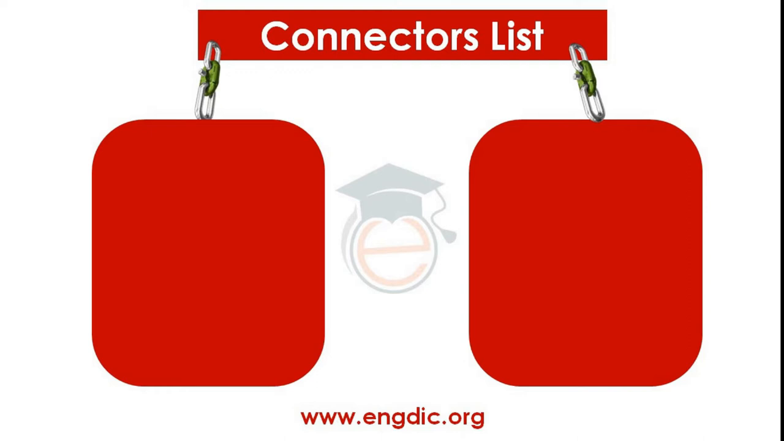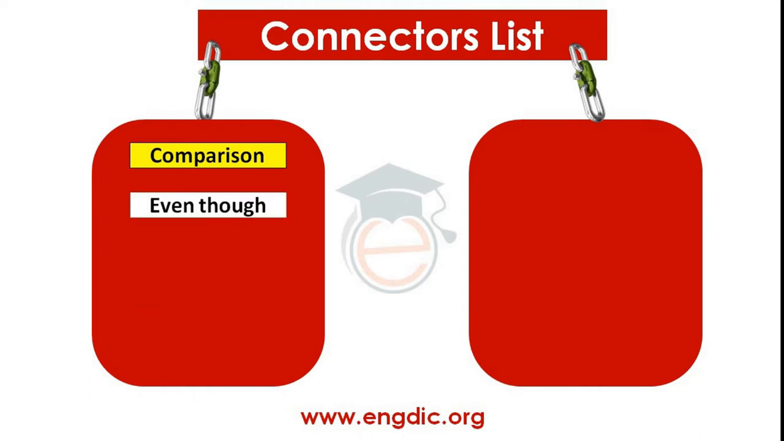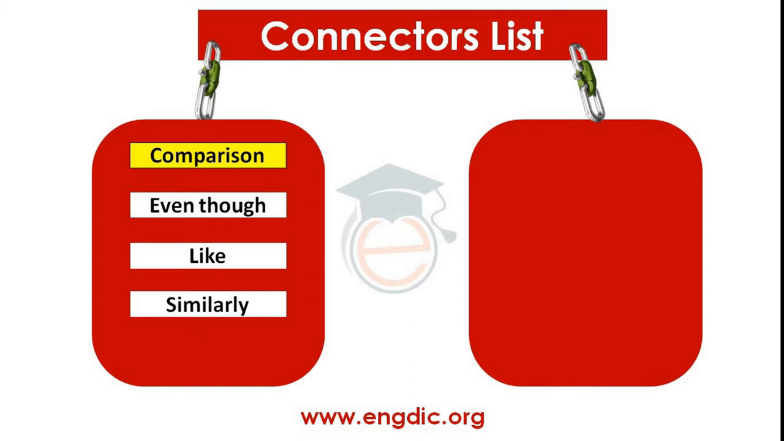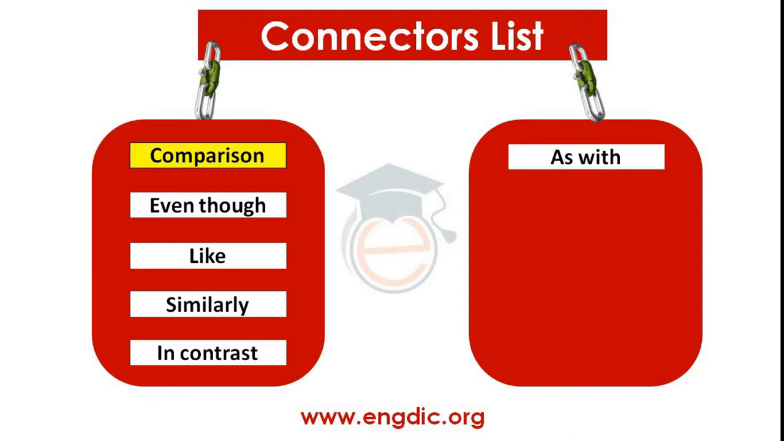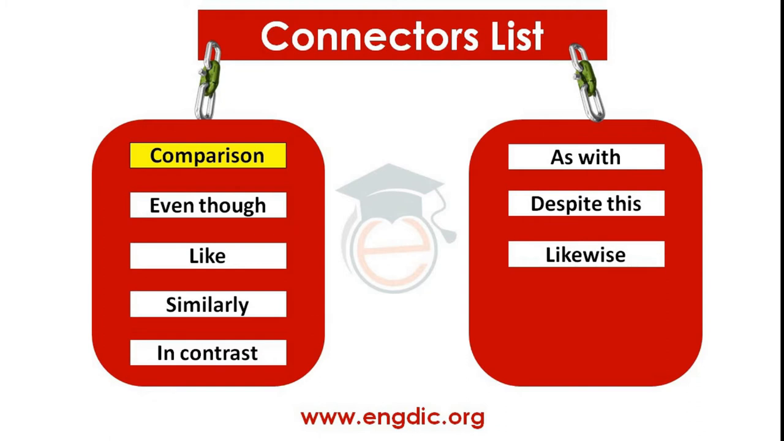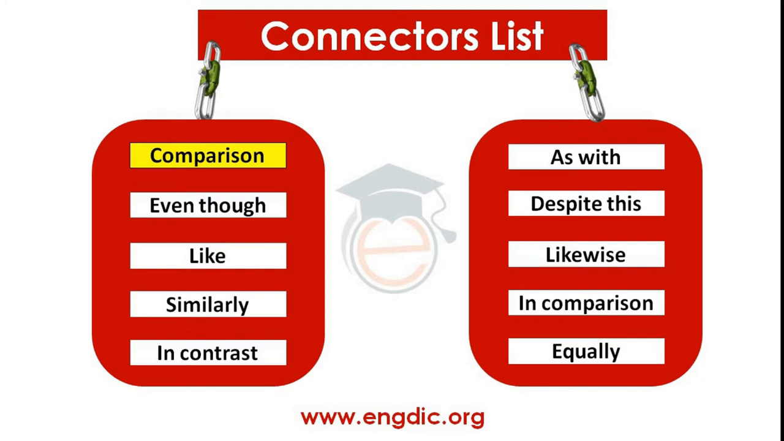Here I have got connectors according to the categories. So the first category is connectors of comparison. Even though. Like. Similarly. In contrast. As with. Despite this. Likewise. In comparison. Equally. So, these were the very common connectors of comparison.